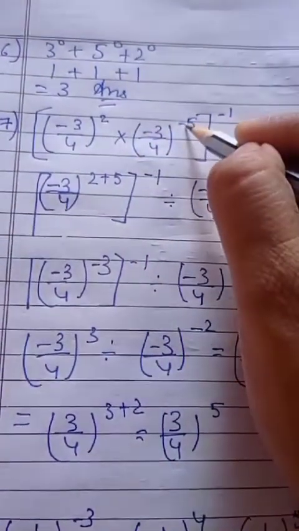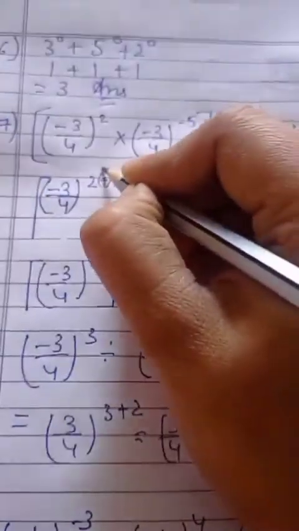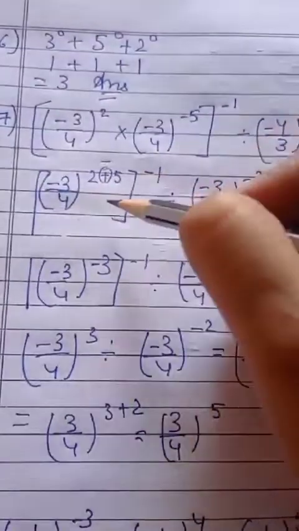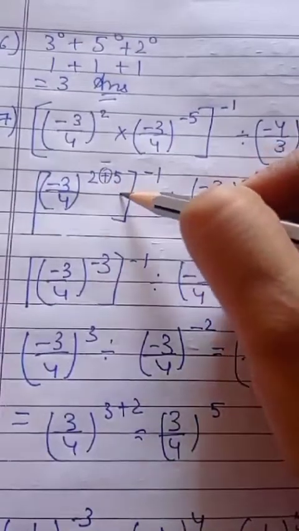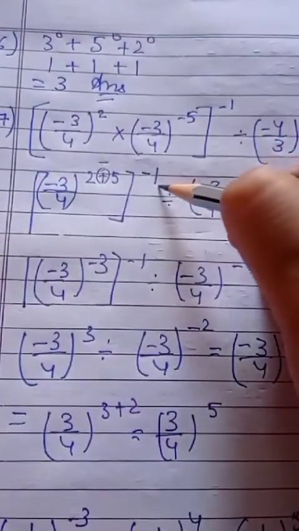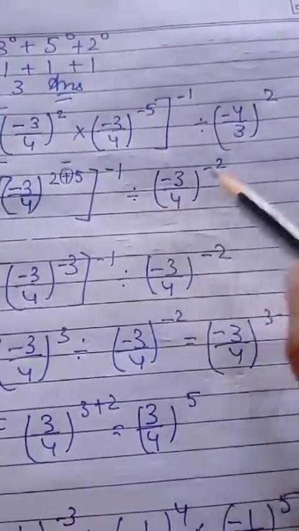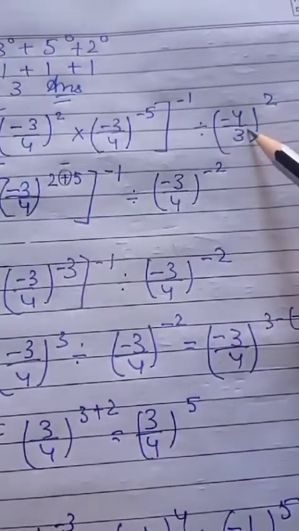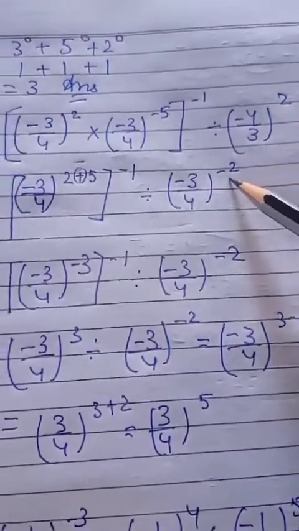Here it will be negative. This is negative power. So 2 minus 5 it is. Minus 3 by 4 raised to the power 2 minus 5. Outside the power is what? Minus 1. Divide by this base; also we can make it the same by interchanging. And this will become minus 2.